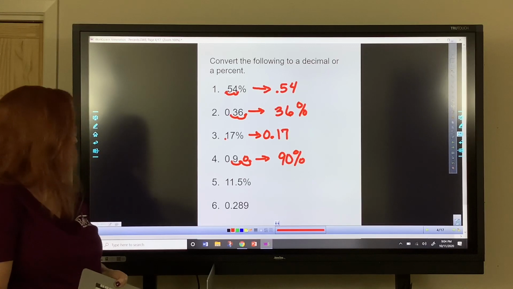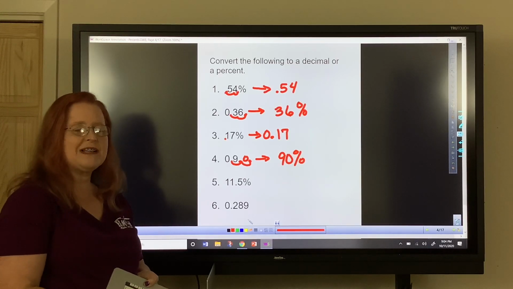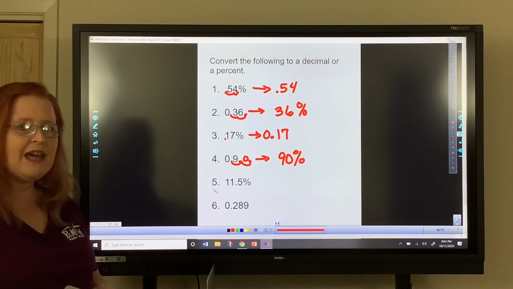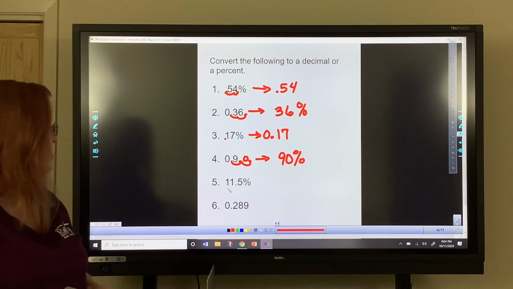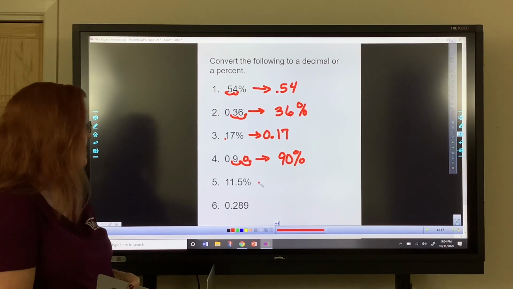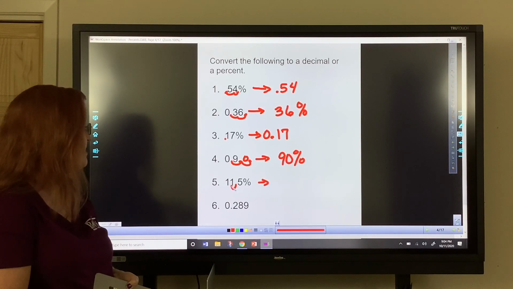Okay. All right, number 5. I've had students over the years that say, well, that's already a decimal. It is, but it's not a decimal that we can use because it still has the percent sign. To get rid of the percent sign, you have to move your decimal 2 places to the left. And so we move it, end up in front of the 1, and so we end up with 0.115.